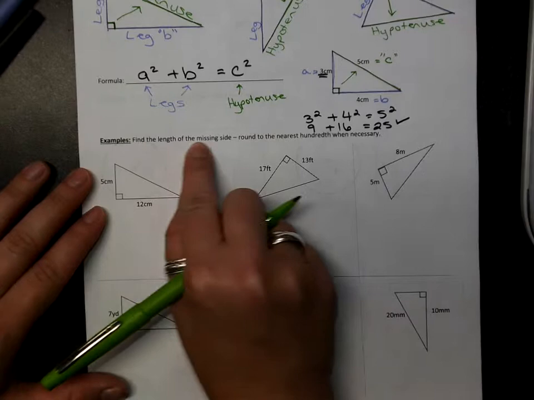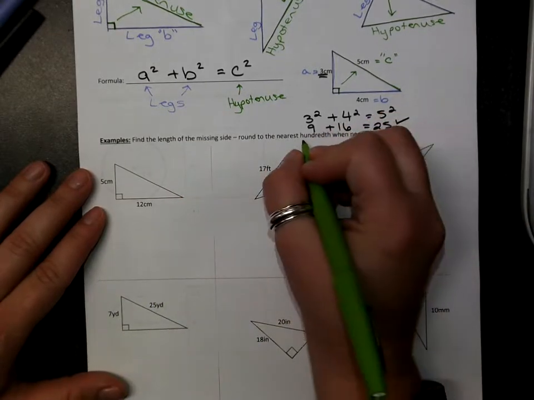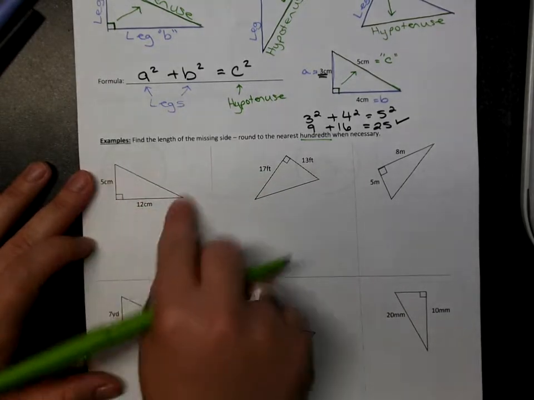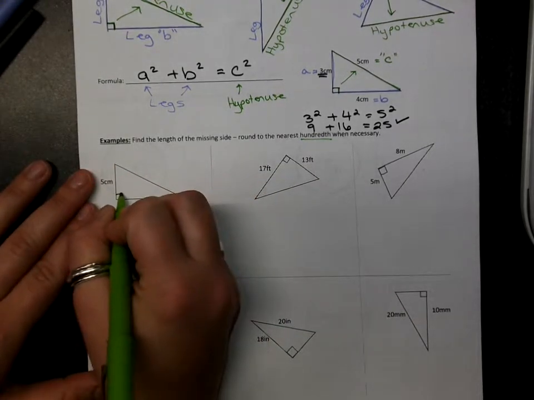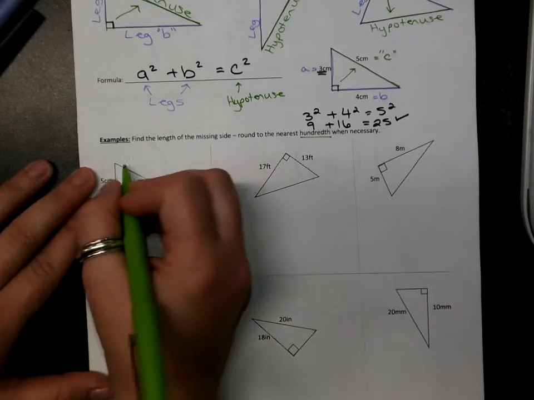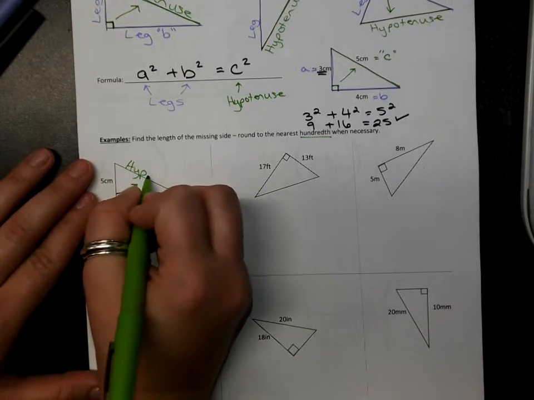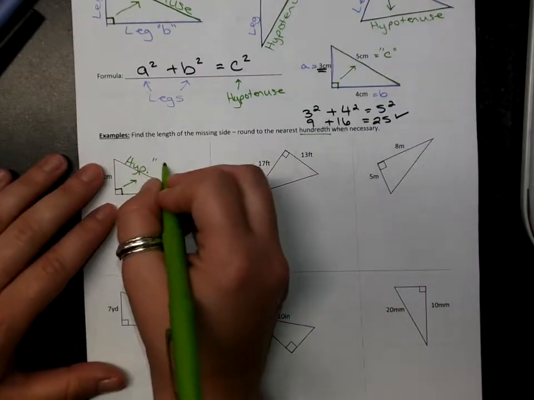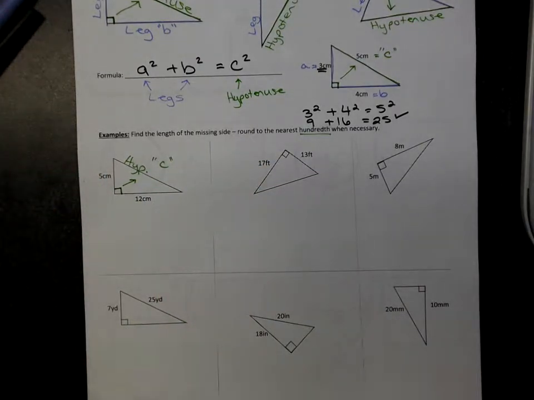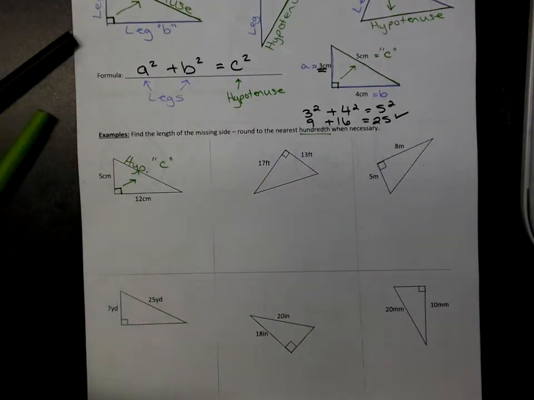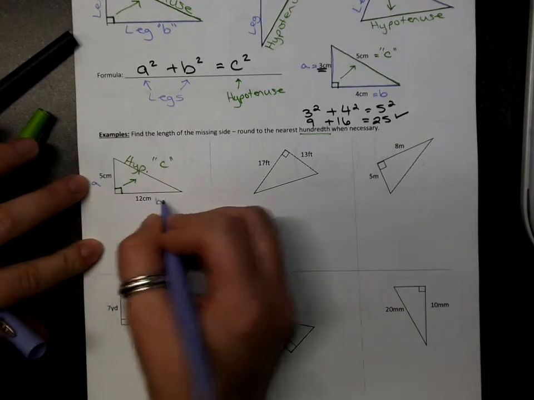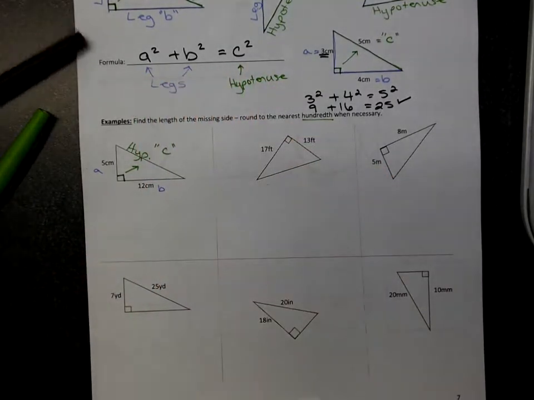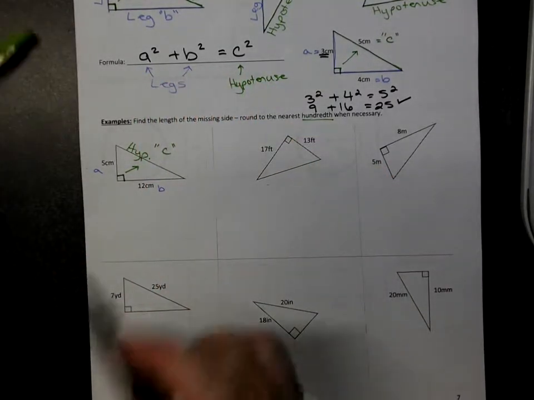So it says, find the length of the missing side, round to the nearest hundredth when necessary. As soon as you see a right triangle with a missing side, you're going to find the hypotenuse. Here's the right angle, here's the hypotenuse. I'm just going to write HYP for short. So this is the hypotenuse. That means that this is side C, which means the other two sides are A and B. And again, it doesn't matter which one's which. And the formula stays the same at all times. A squared plus B squared equals C squared.